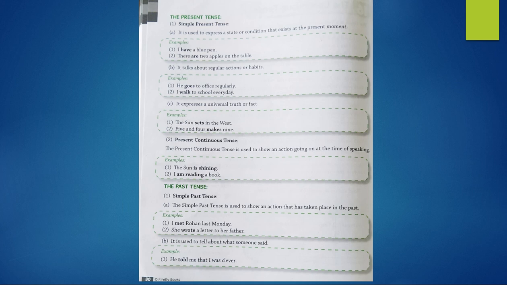The present continuous tense is used to show an action going on at the time of speaking. Now when you are speaking, when something is being continued, then we make use of present continuous tense. The sun is shining. I am reading a book. Now the past tense, simple past tense. The simple past tense is used to show an action that has taken place in the past.